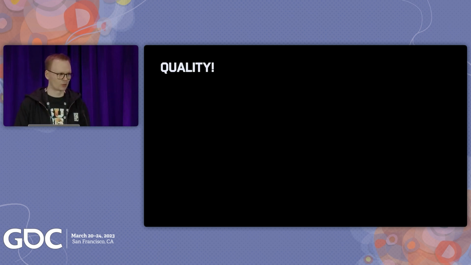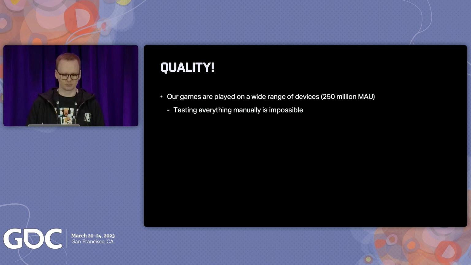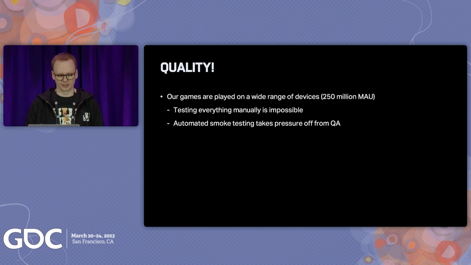The first thing that I wanted to talk about here is quality. Our games are played on a wide range of devices. We have about 250 million monthly average users who have quite a large variety of different kinds of devices. So testing everything manually is just impossible. And automated testing, smoke testing, really took the pressure off of QA and allowed us to have really good coverage here.